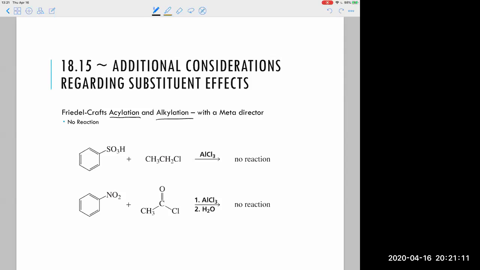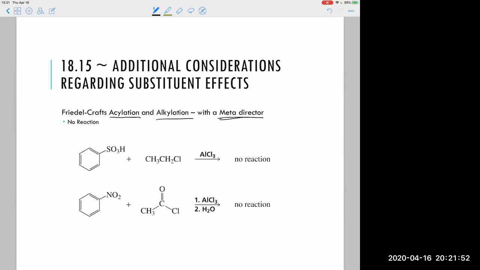Okay, so that's all well and good when things are normal, but what happens when we have metadirectors, right? Remember, metadirector is synonymous with deactivators. It turns out that these Friedel-Crafts reactions were by far the slowest of all the electrophilic aromatic substitution reactions that we learned. And if you add a deactivating group onto there, they're just so slow that no reaction proceeds. So you cannot perform an acylation or an alkylation on a benzene ring that's been substituted with a deactivator, with a metadirector.